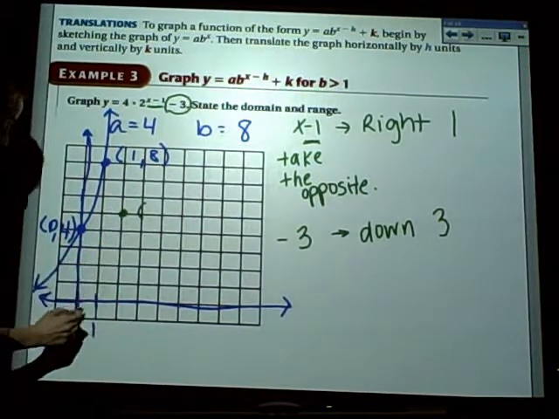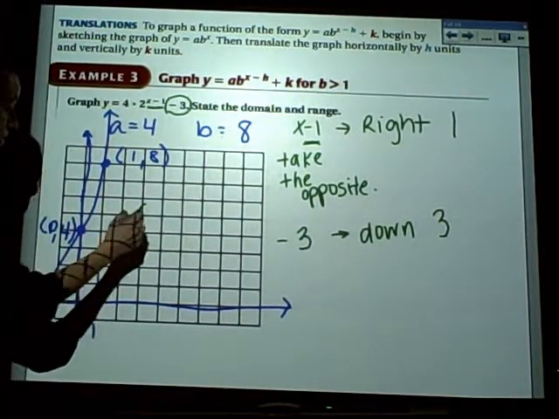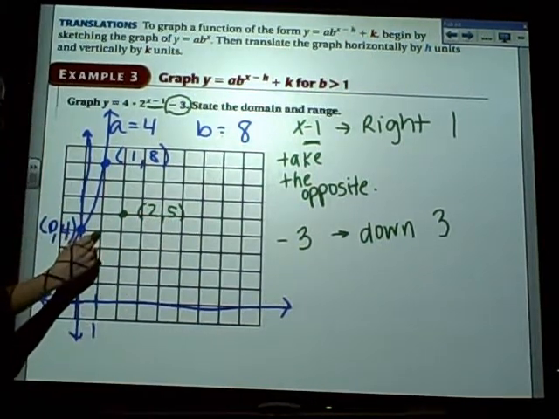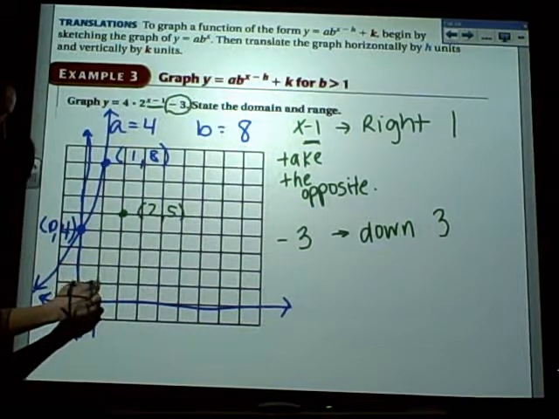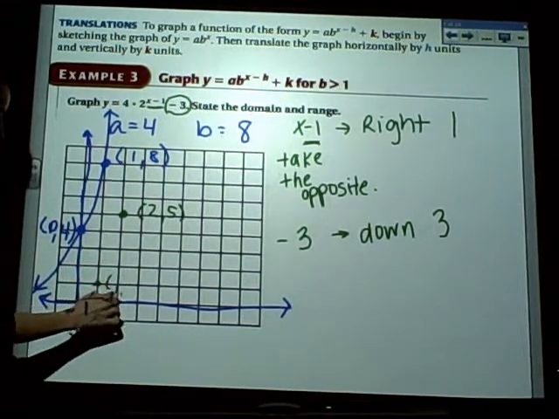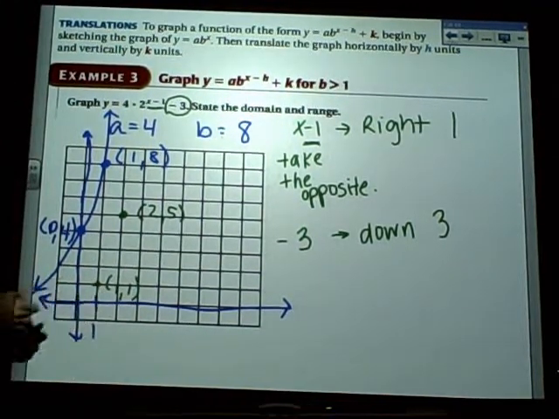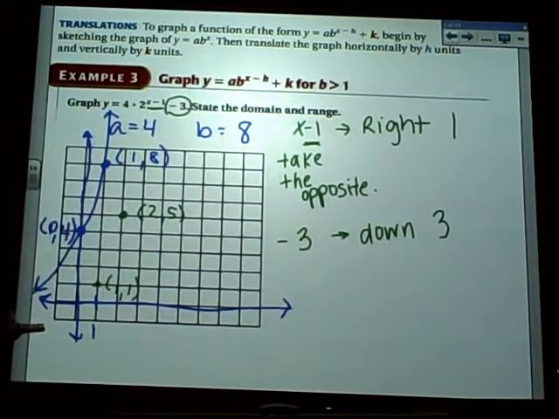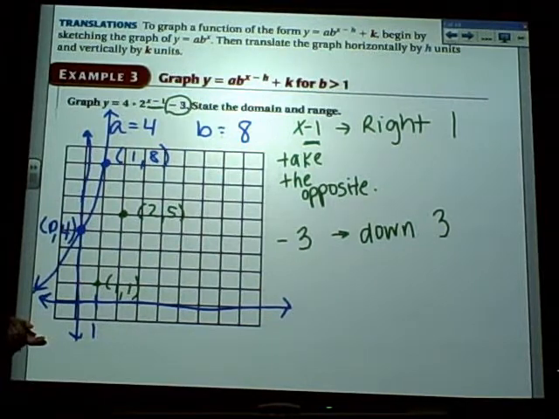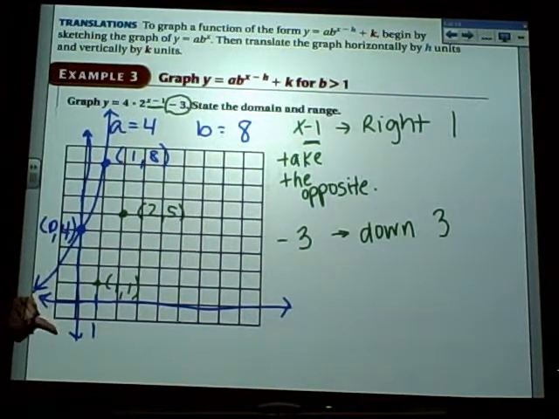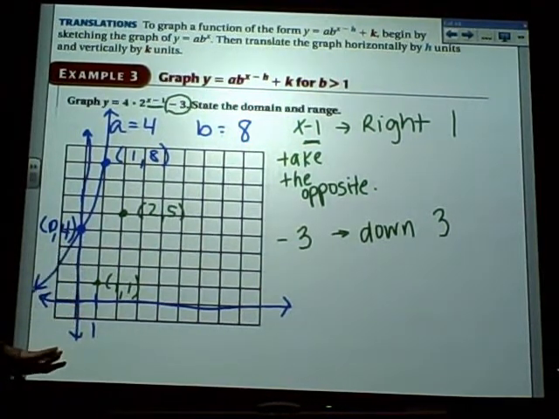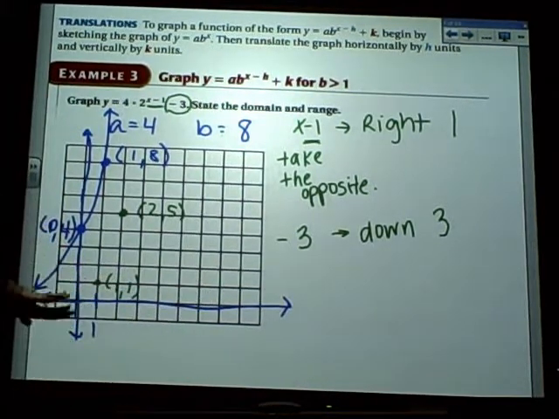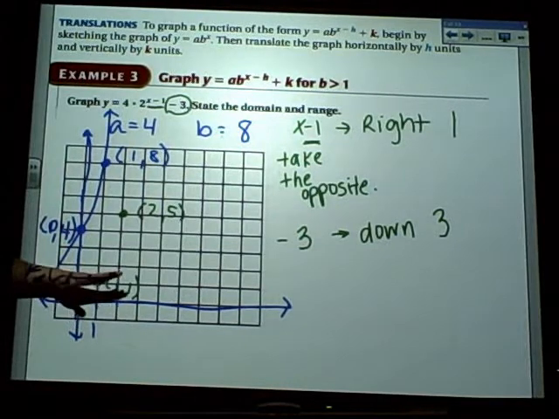I am now at, it looks like 2, 5. And I'm going to do the same to this one. Right 1, down 3. I'm at 1, 1. Then I'm going to draw my line, and you'll see that we are going to cross the x-axis here. That's because my asymptote also moves down 3. It doesn't matter if my asymptote moves to the right once. It's a straight line. We're going to take my asymptote and move it down 3.